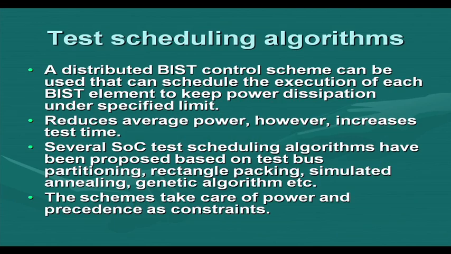There are several SOC test scheduling algorithms that we will see in later classes. For test power reduction there are approaches based on test bus partitioning, rectangle packing, simulated annealing, genetic algorithm. So, there are many approaches for that, and schemes that take care of power and precedence as constraints. There are several scheduling policies that take care of power as a constraint, and also precedence, like which part can be tested after which one. So, there may be some precedence constraint, and they are also taken care of in the test scheduling algorithms.